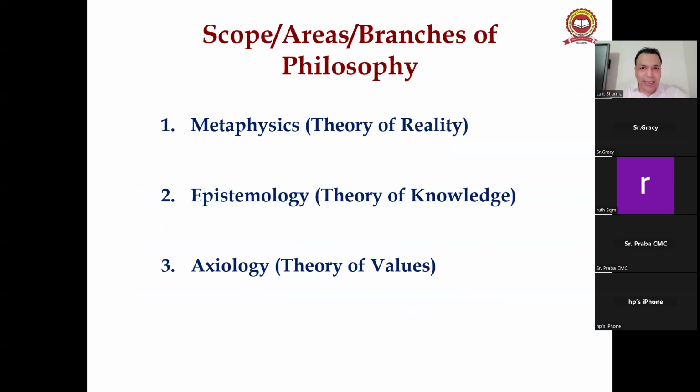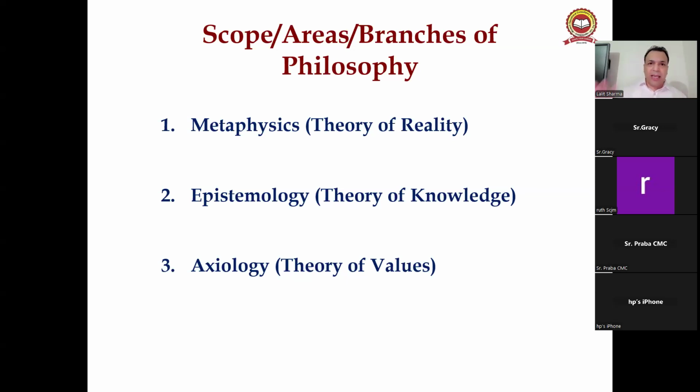Okay, philosophy is done. Now we talk about the scope, areas, and branches of philosophy. So guys, these are the three important ones. Please note it. Okay, you have a copy and pen. This is the most important. Metaphysics, epistemology, and axiology. These are the three branches, scope, and areas of philosophy. Right?